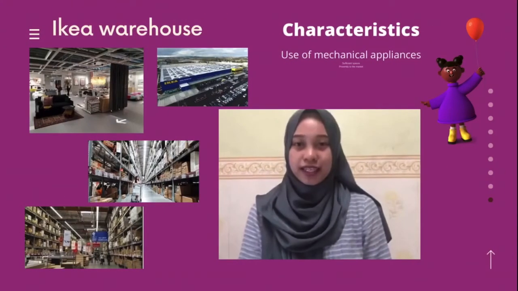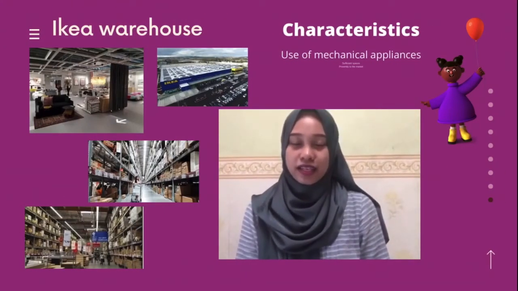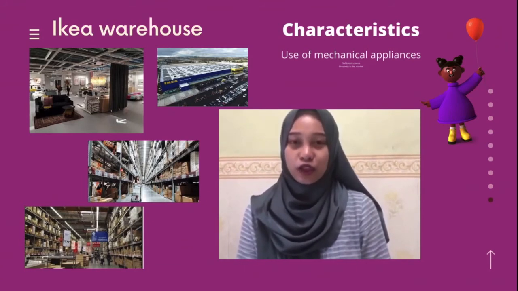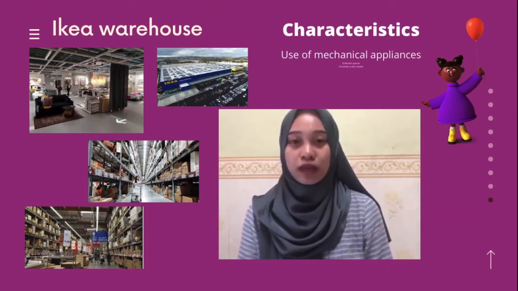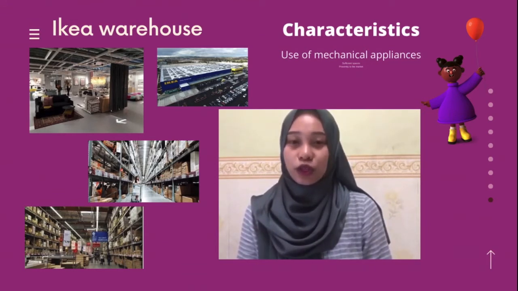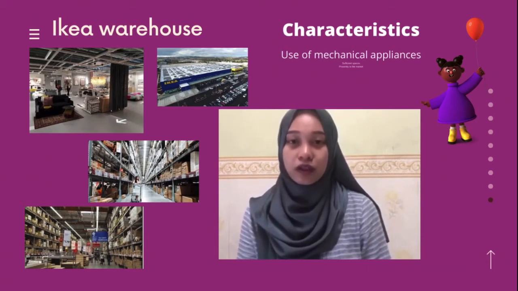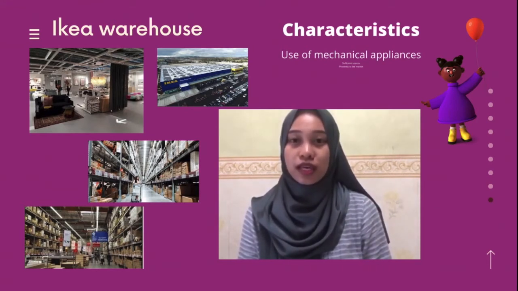The next company is IKEA, and the characteristic of warehouse layout used by this company is the use of mechanical appliances. In the warehouse, mechanical appliances should be used to load and unload the goods. It not only results in safety of men and material, but also reduces wastage in handling goods and overall handling costs.